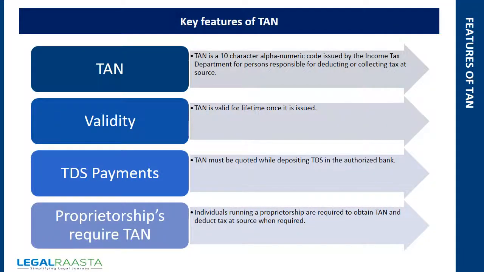TAN has multiple features. TAN is a 10-character alphanumeric code issued by the Income Tax Department. Validity: TAN is valid for lifetime once it is issued. TDS payments: TAN must be quoted while depositing TDS in the authorized bank. Proprietorships require TAN. Individuals running a proprietorship are required to obtain TAN and deduct tax at source when required.